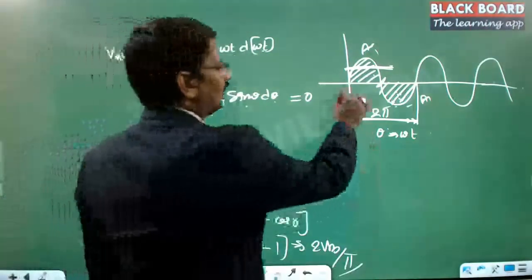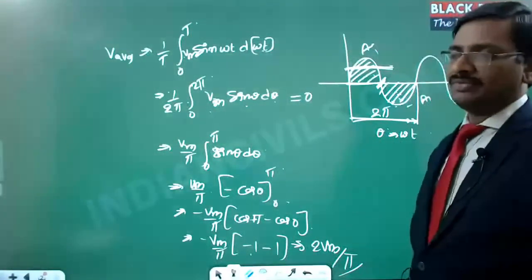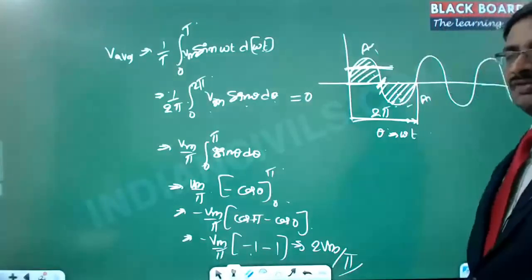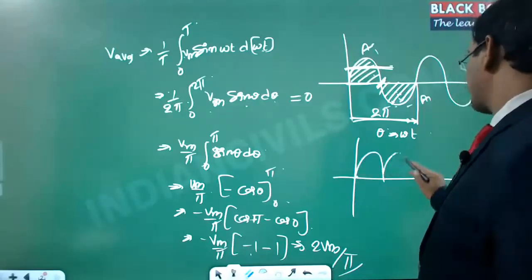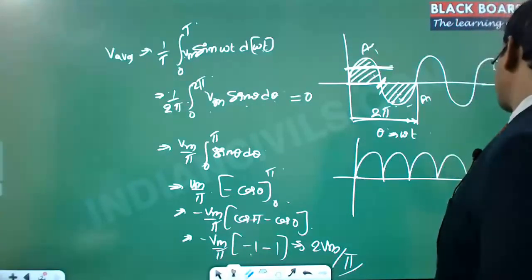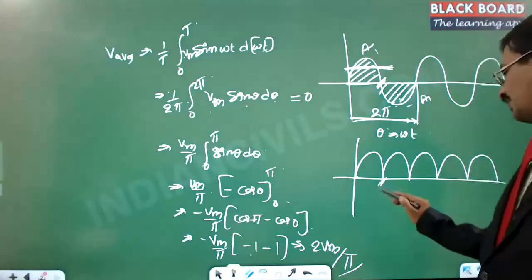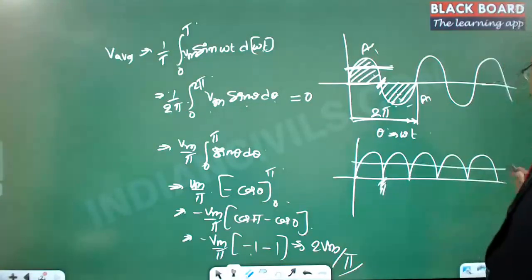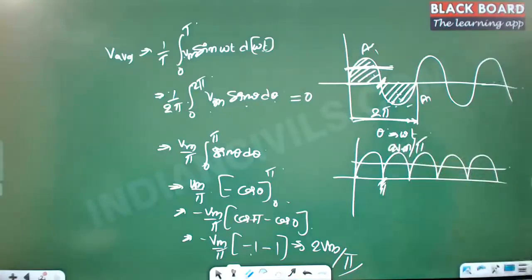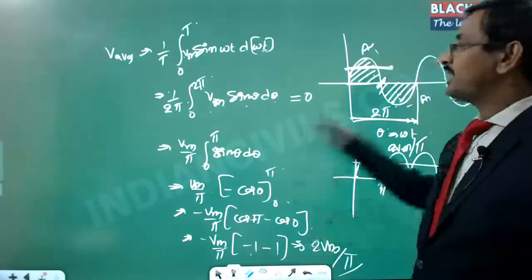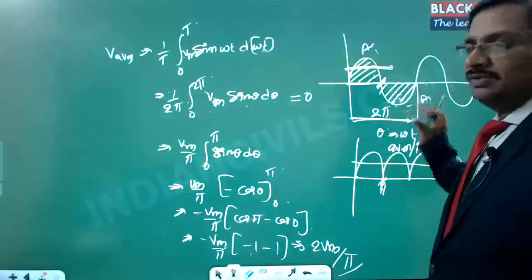So if you take only until this particular point, then the average comes out to be 2 Vm by pi. And this is exactly what we see in the case of the full wave rectifier. The full wave rectifier will convert the waveform like this. So this is the full wave rectifier, right? Until pi we take the average value, and this average value will come out to be 2 Vm by pi. Ideally, if you take it as it is, it will be 0 always. So we say 2 Vm by pi is the full wave rectifier.